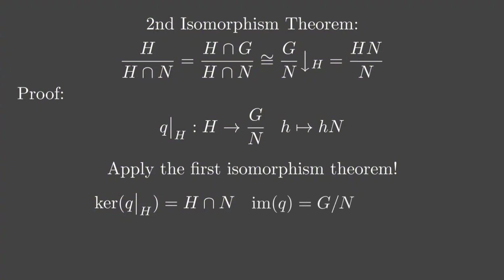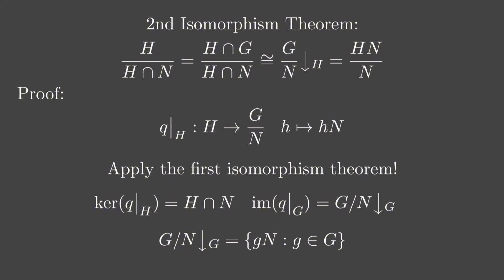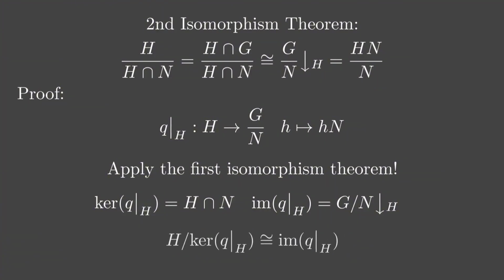The image of Q mapping from G was certainly the entire collection of cosets, i.e. restriction by G does nothing. But Q restricted to mapping from H is only all cosets expressible as little h times N, i.e. G quotiented by N restricted to H. And so, applying the first isomorphism theorem, we have our result.